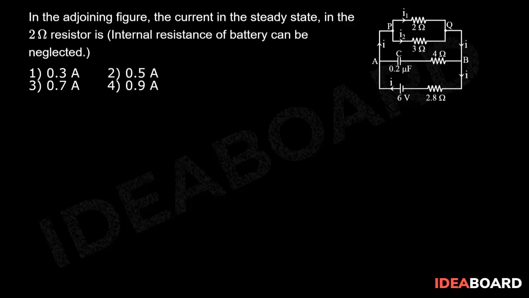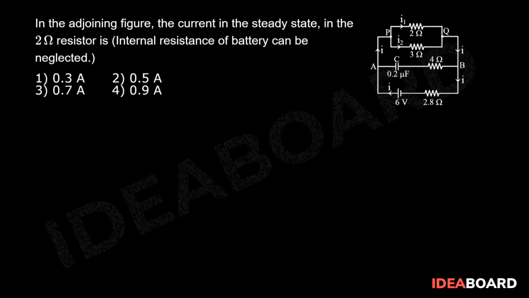In the adjoining figure, the current in the steady state in the 2 ohm resistor is... The internal resistance of the battery can be neglected. Now analyze the figure first of all, and one thing, they are talking about steady state, right? So what do you mean by steady state? This terminology is for capacitors, right? So what do you mean by steady state in a capacitor?